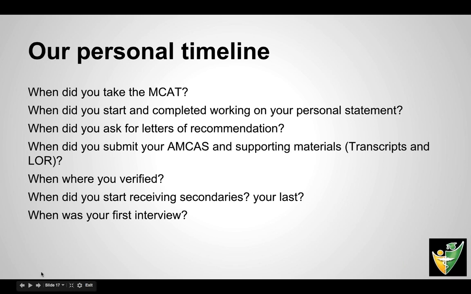And my last secondary, I ended doing my secondaries in February, and then my last interview was in late February as well. Because at that point, once I got certain acceptances, I stopped going to interviews and ended the process for certain schools, because I knew where I would prioritize, where I would see myself going over other schools.